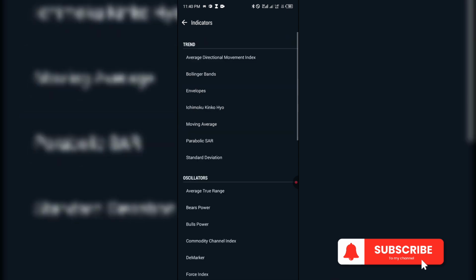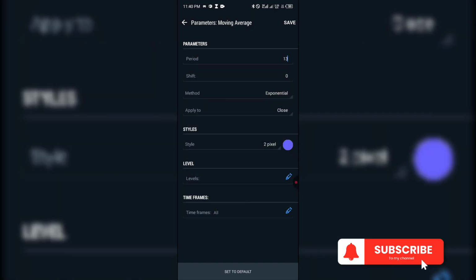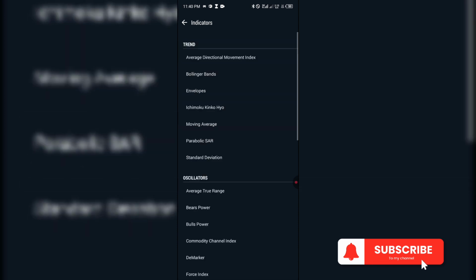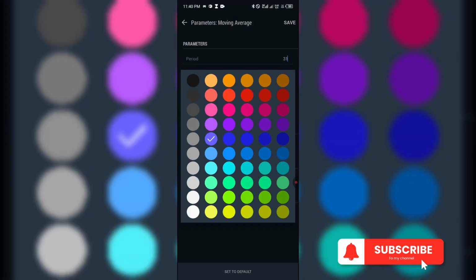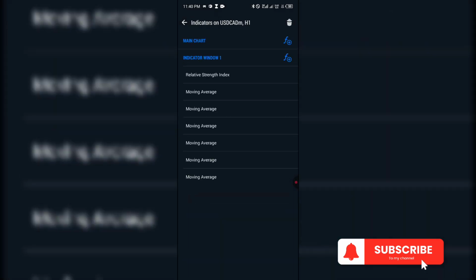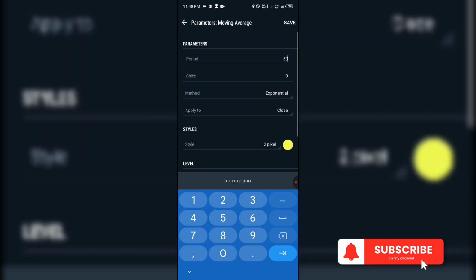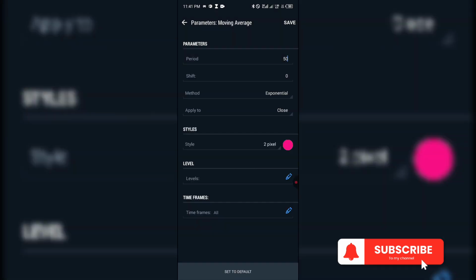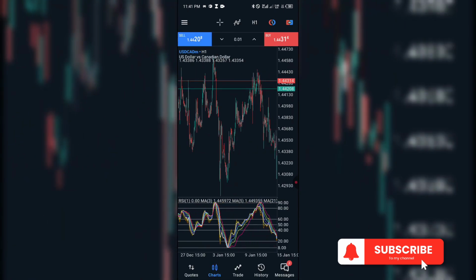The next moving average we're going to add is the 13 moving average. Remember to change the color. Don't forget to do that. And then we add the 31 moving average. Remember to always change the color. And finally, we're going to add the 50 moving average, guys. Remember to always change the color. Done. Now coming back to our chart, guys, we're obviously going to see our chart looking this way.